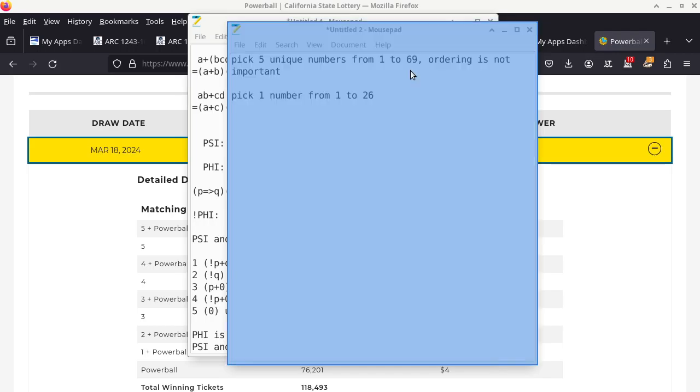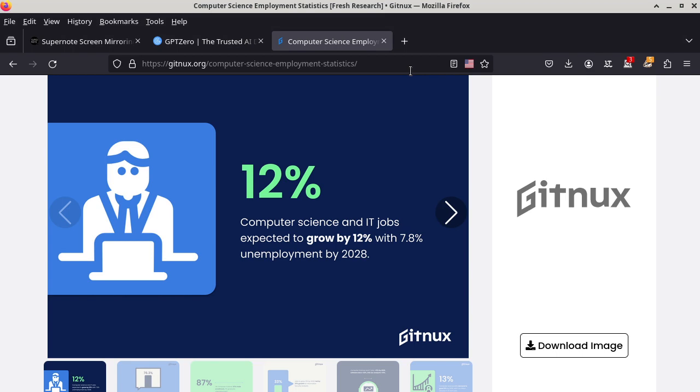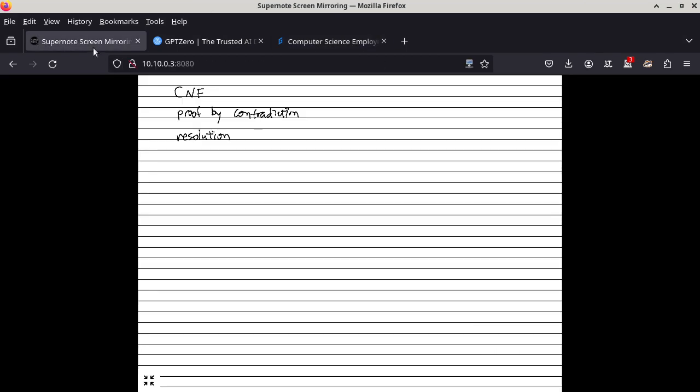So let me get back to the tablet screen. Not this one. This one. I just have to switch back to this here. Okay, so the first thing that I'm going to do is not very productive. For the first number that I'm choosing, I can choose anything I want: 1, 2, 3, all the way to 69. That's how I can choose the first ball, the first number.